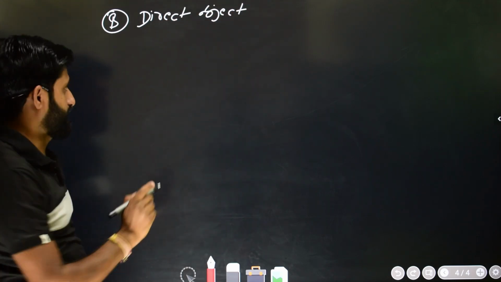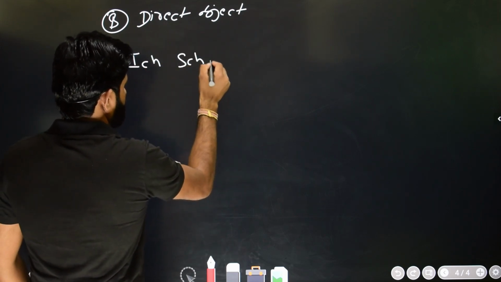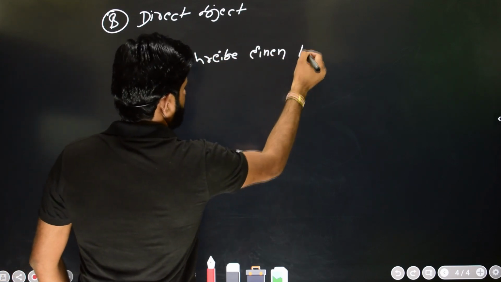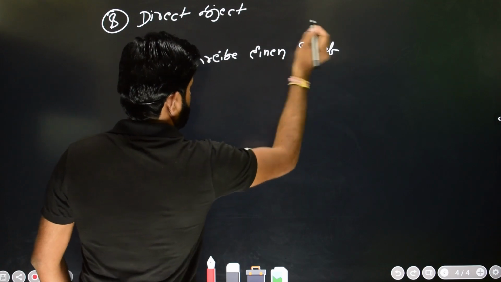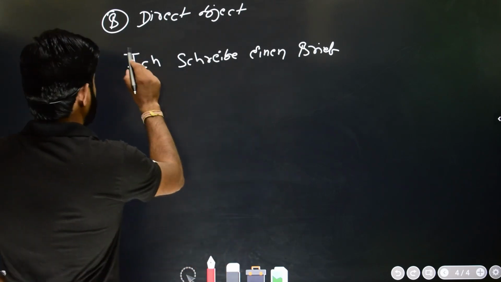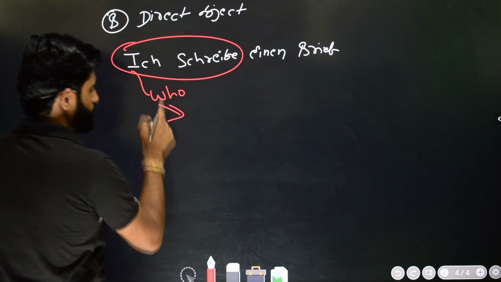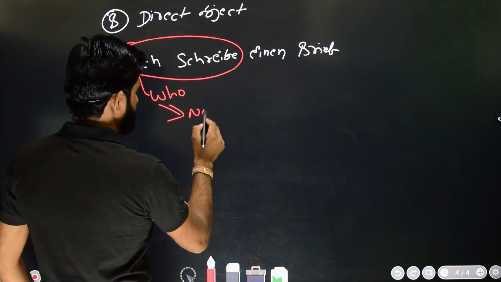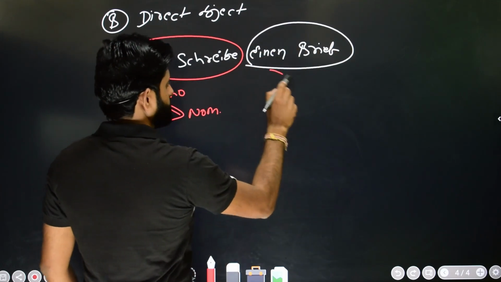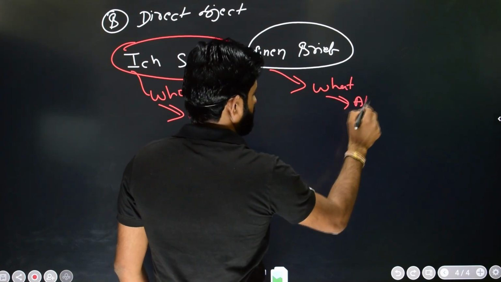Direct object. Example: Ich schreibe einen Brief. Okay, so if we apply our first rule, then you can apply the first rule as well. The first rule is who is writing. Who is writing? The question is with who, that's why it will be nominative case. Here, what I am writing, you can see that the question is with what, that's why it will be accusative.